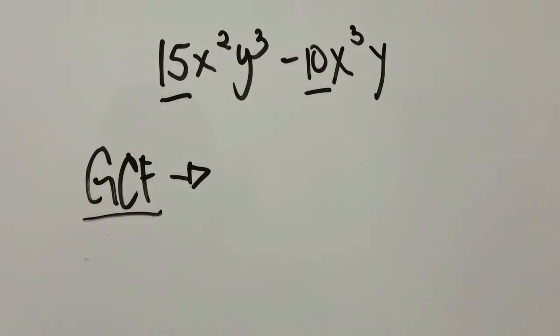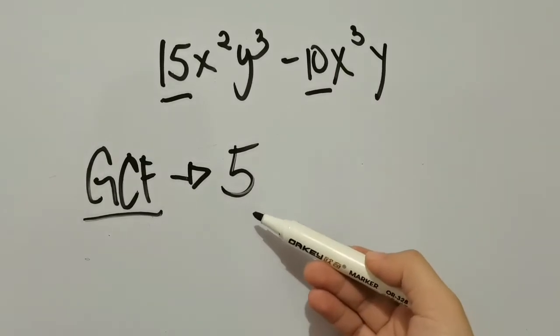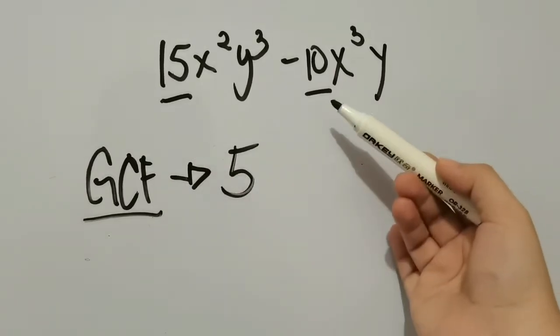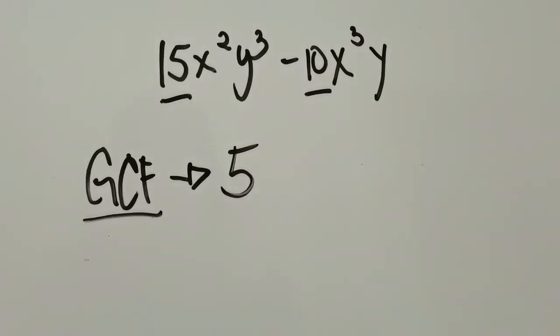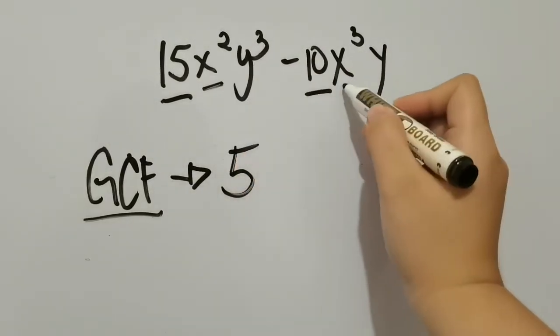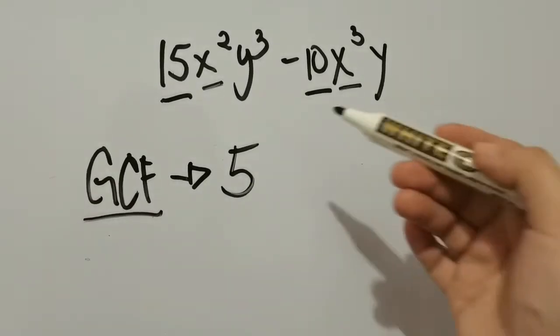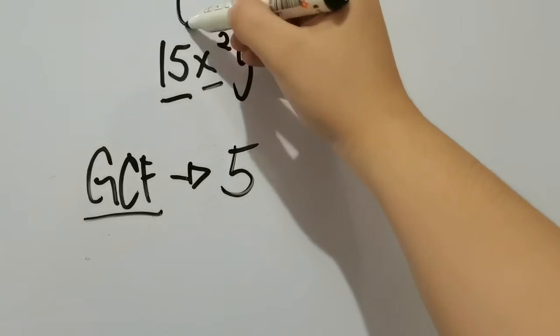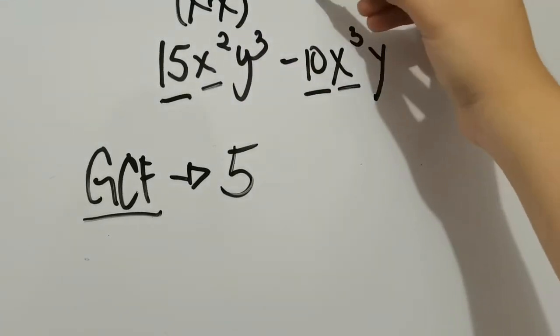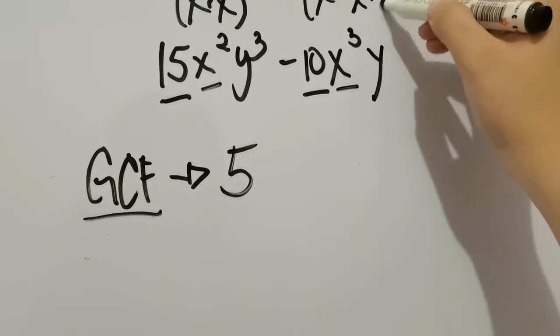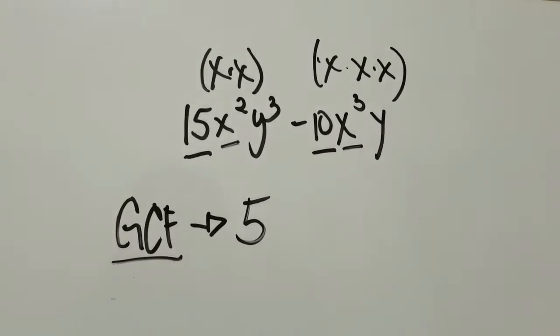So if your answer is 5, that is correct because 5 is a factor of 15 and also a factor of 10. Next, let us find the greatest common factor of the literal coefficients. So let us first identify the literal coefficients, x squared and x cubed. Let us factor those: x times x, and this one is x times x times x.